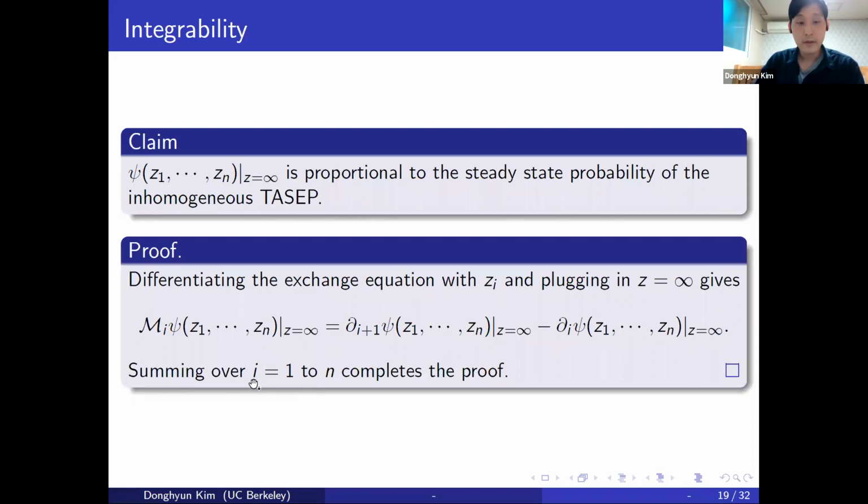So summing over i equals 1 to n, this guy is telescoping. So the right-hand side becomes 0 if we sum over i equals 1 to n. And the sum of M_i is a Markov matrix. So we have a Markov matrix times a vector equals 0, and that means that that vector is the steady state probability.